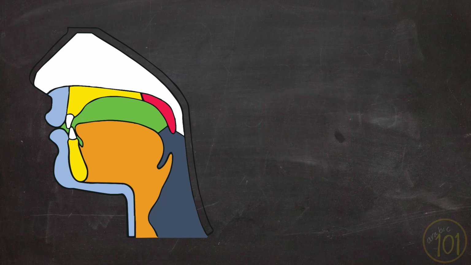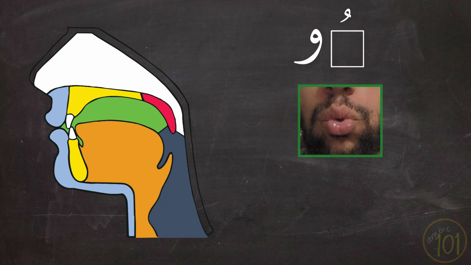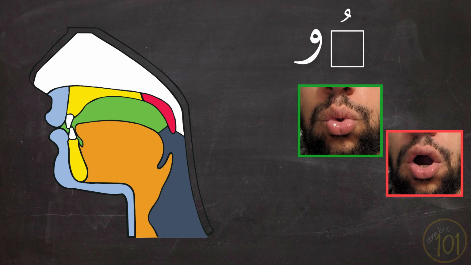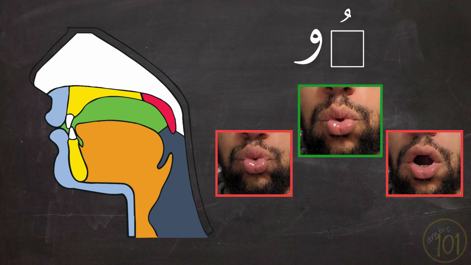As for the waw, it is the same process, except that the lips will be in an O shape, again in an average position. This means that the O shape of your lips should not be too open or too wide, and at the same time it shouldn't be too tight either.